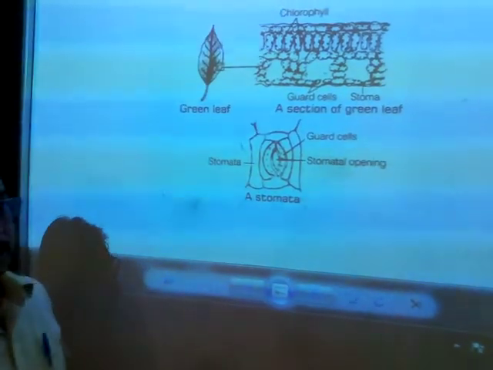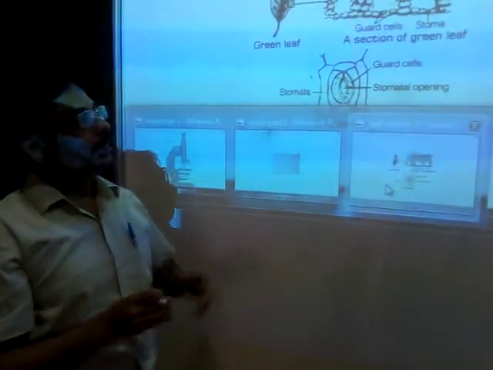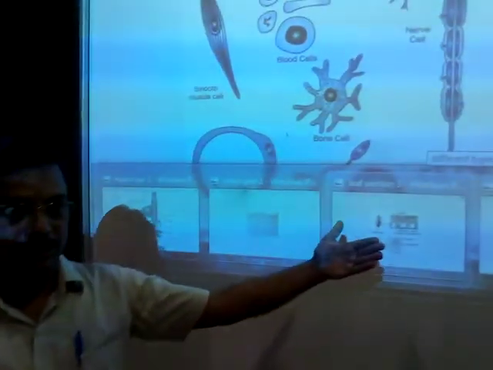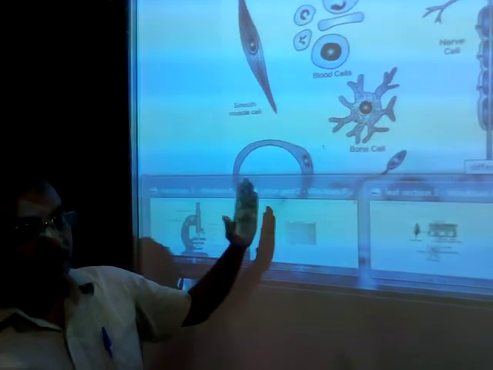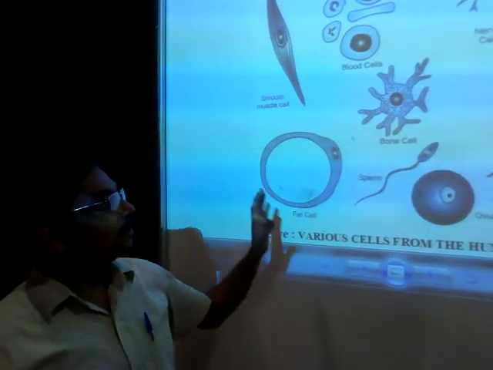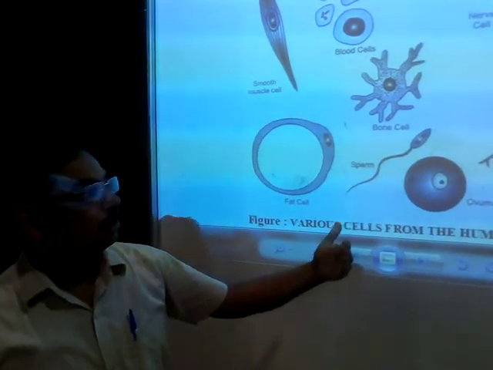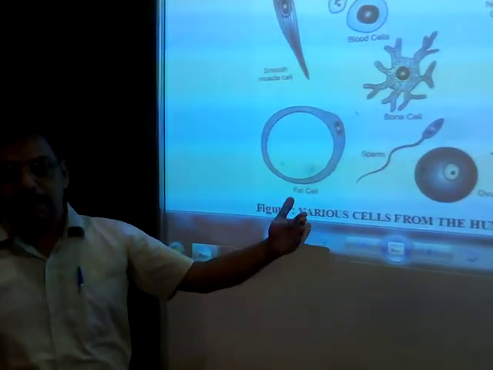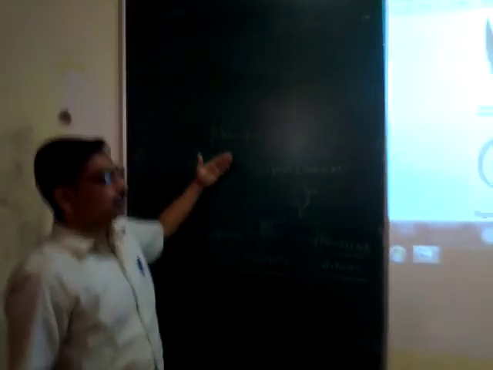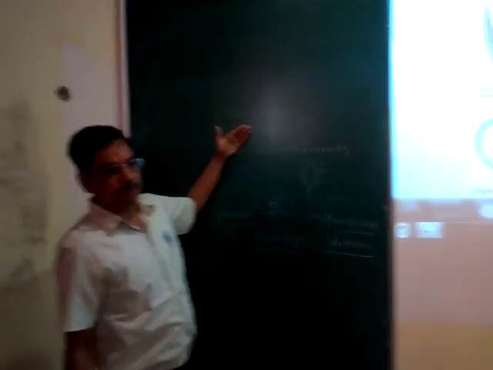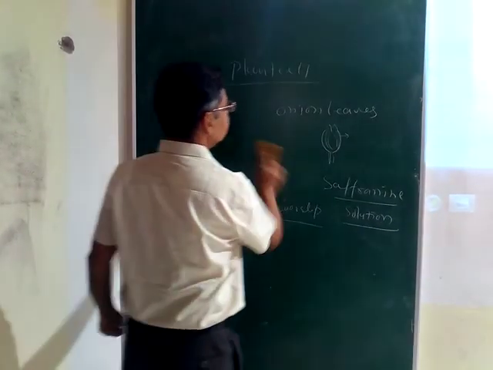So we see that though the basic structure of cells is similar, it varies from species to species. It means the shape, size and function of the cells differ from species to species. Now we come again to another cell, that is the animal cell. If we look at the animal cell, let us see the animal cell here.